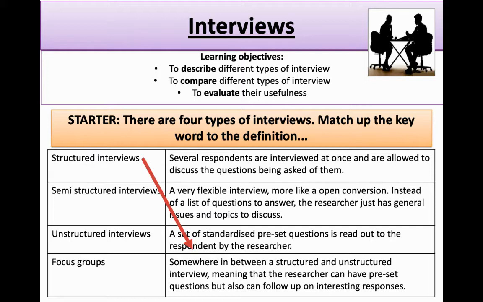I want you to be able to describe the different types of interviews, to be able to compare the different types of interviews. And finally, we're going to evaluate the usefulness of interviews.